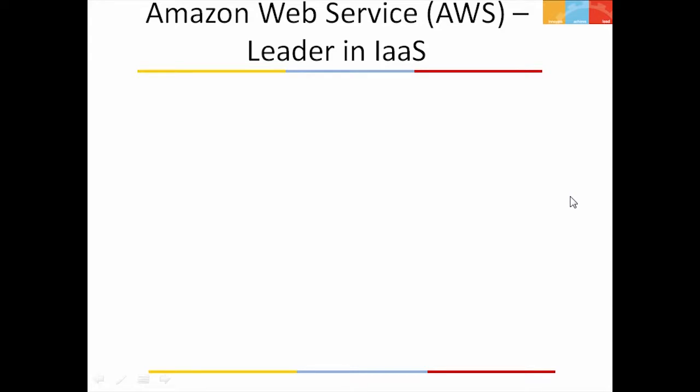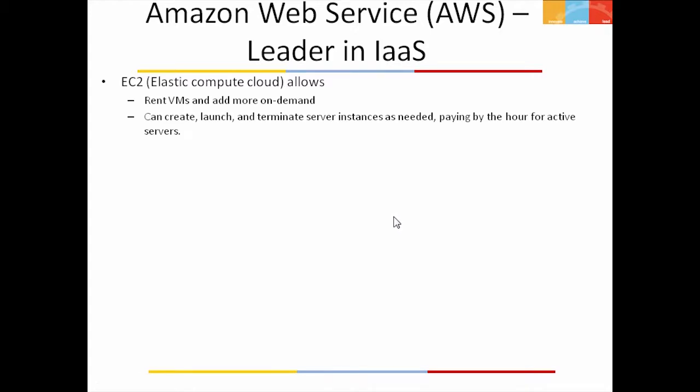In IaaS, Amazon Web Services, AWS, is the leader. So let's understand EC2 in a bit more detail. EC2 is called Elastic Compute Cloud. It allows you to rent VMs, and add more VMs on demand. You can create, launch, and terminate server instances as needed, paying by the hour for the active servers.